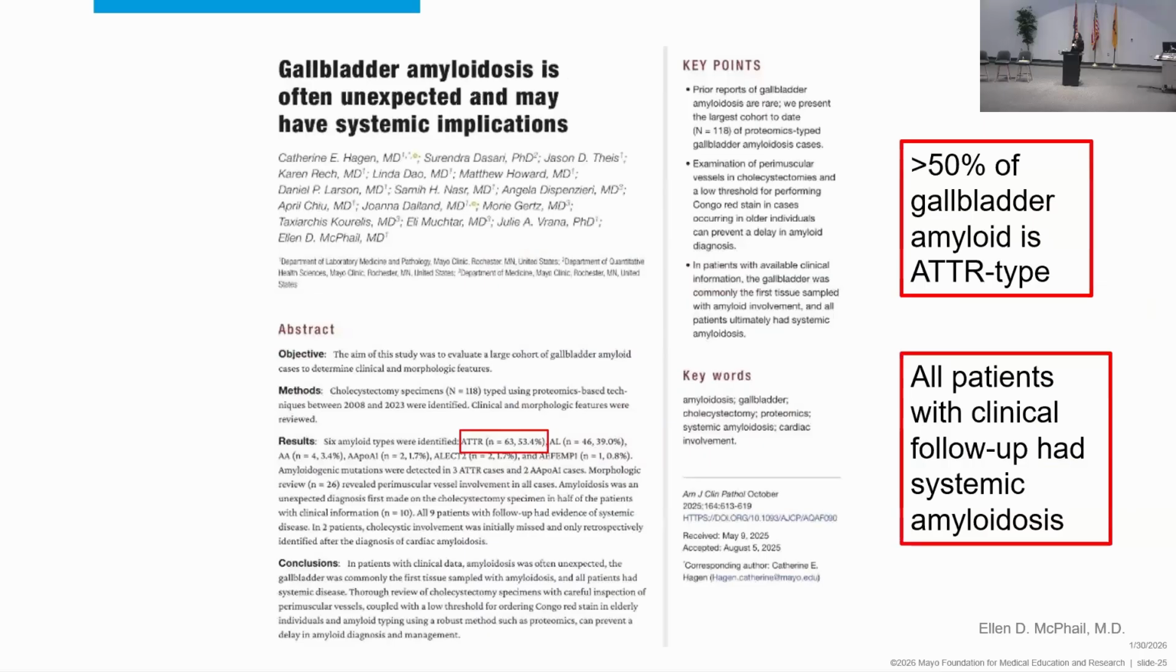And this actually is not surprising. We know now, we just did a study on gallbladder amyloid. We know that in over 50% of cases, when you find amyloid in the gallbladder, it's TTR type. And more importantly, all the patients who had clinical follow-up, they actually all had systemic cardiac disease. So this could be a potential clue of a more serious diagnosis.